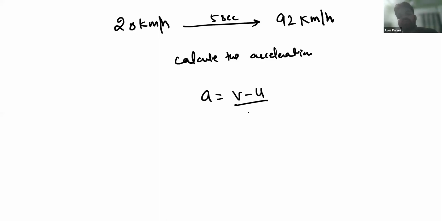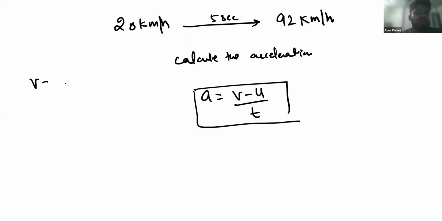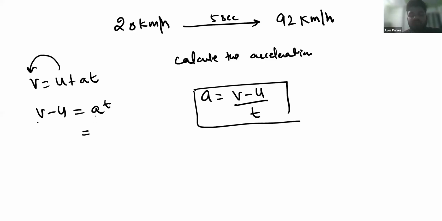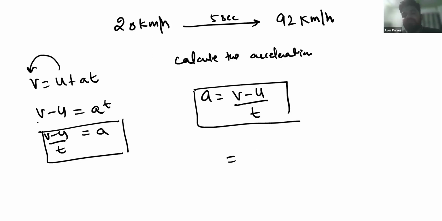One thing you need to note down, dear students, is that V minus U upon T is the formula for the acceleration. And how do you get this? You get it from the equation V is equal to U plus AT. This will go to this side, and we can derive this first equation from the acceleration formula as well. So this is the formula for A, and it is a simple formula for calculating the change in velocity, that is, final velocity minus initial velocity.